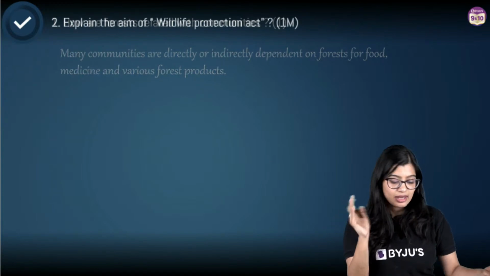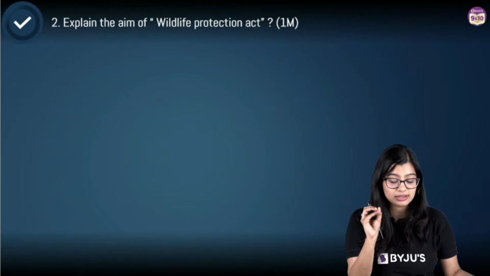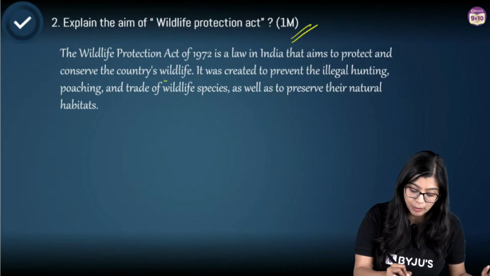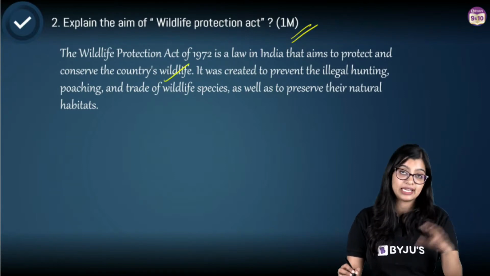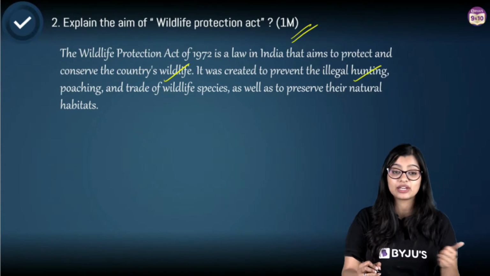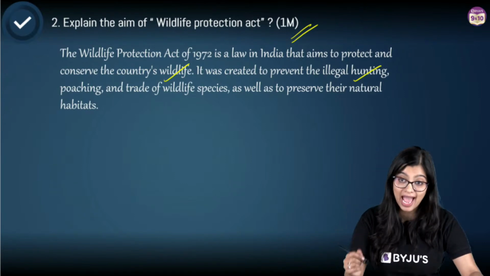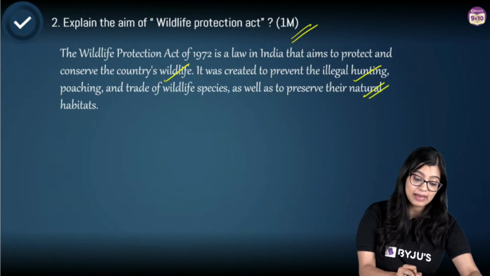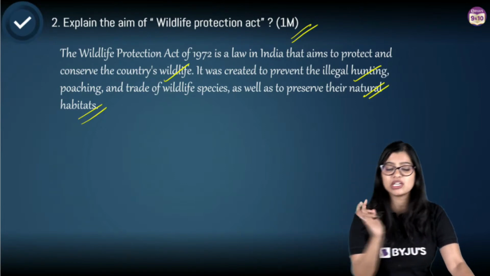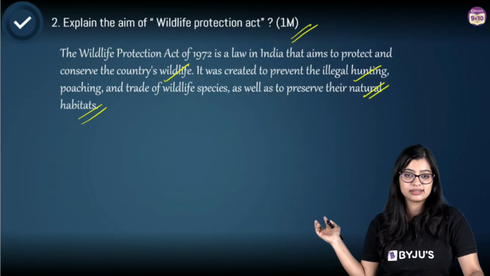Next, you have what is the aim of Wildlife Protection Act. We have already discussed the aim of Wildlife Protection Act. That is to conserve the wildlife population and prevent illegal hunting from happening, making sure that poaching or trading of wild animals doesn't happen, and to preserve them in their natural habitats. So to ban hunting and poaching, if it is 1 mark, you need to write 1 point. I have given you the entire answer.